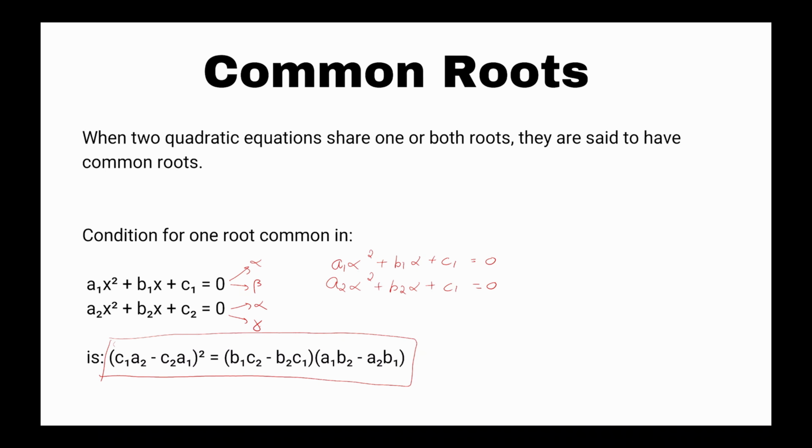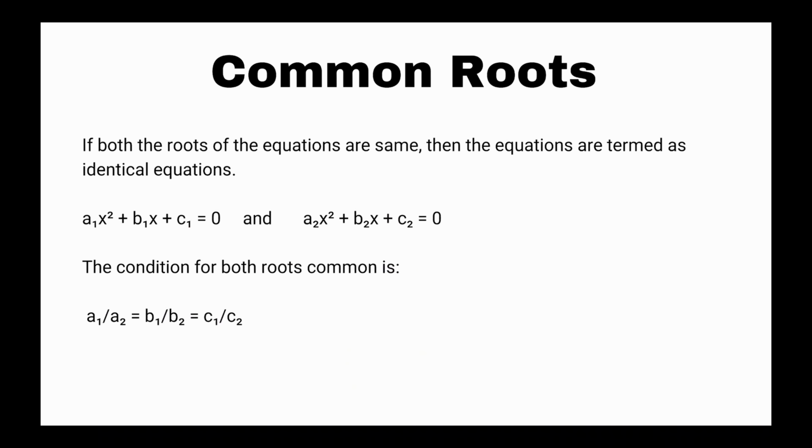Now let's say if I have two common roots. If I have two common roots, that means both my roots are same. That means both my equations are going to be similar. Either they are in proportional values or they are same. So what I can say is a1 by a2 would be equal to b1 by b2 is equals to c1 by c2, as it has been shown here.